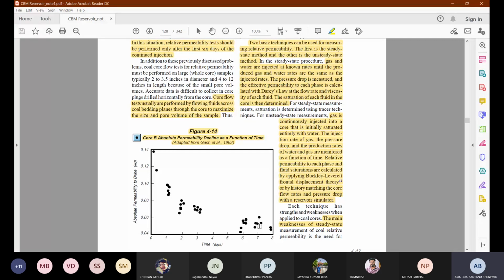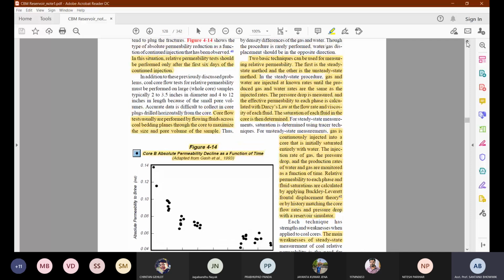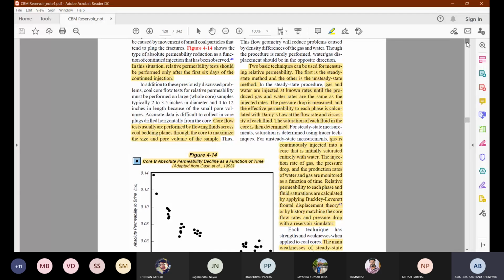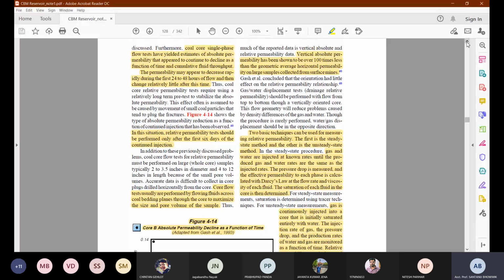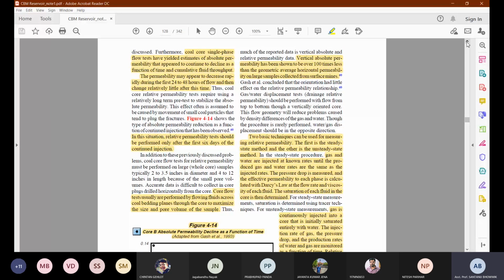That means at this stage, total water is going to be taken out, and so you are going to get the immobile water saturation, and the effective permeability will be able to get. Okay, so this way you are going to measure the relative permeability.